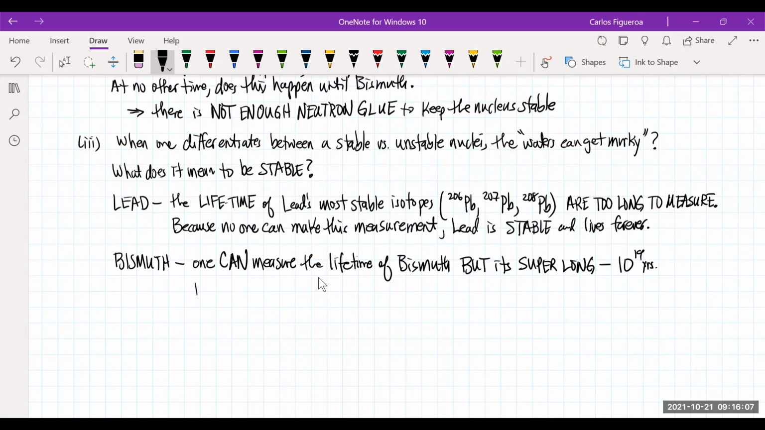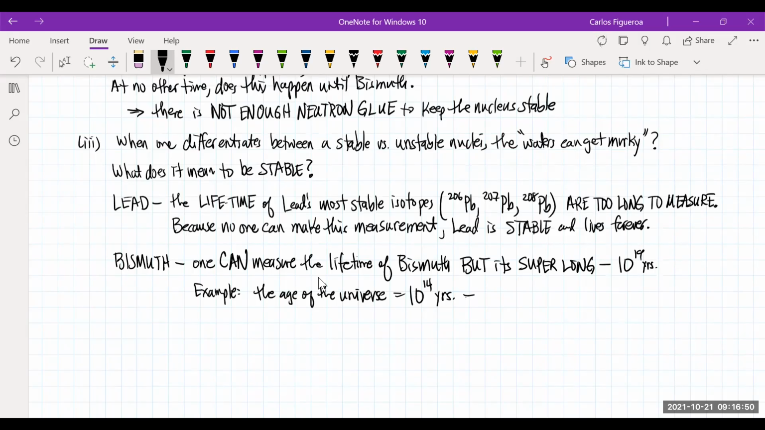For example, so as an example, to give you a sense of what I'm talking about, the age of the universe, as far as we can tell, is 10 to the 14 years. So if you had a bismuth atom, it lasts longer than the age of the universe. So as far as I'm concerned, I would say, well, shoot, that is not unstable. That's longer, right? So this is 10 to the 5.